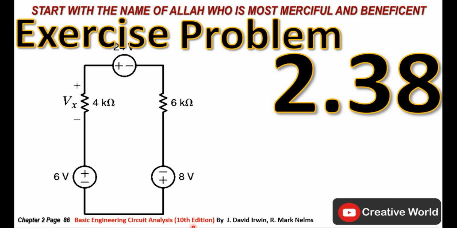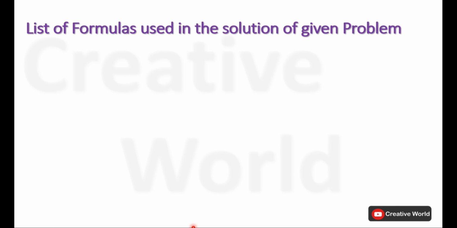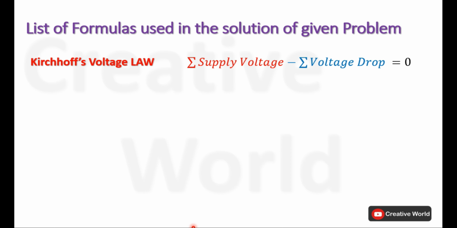Welcome to Creative World. In this video, we will solve Chapter 2 exercise problem number 2.38. While solving this problem, we will be using Kirchoff's voltage law. According to this law, the cumulative supplied and dropped voltage across circuit elements in a closed loop is always zero.